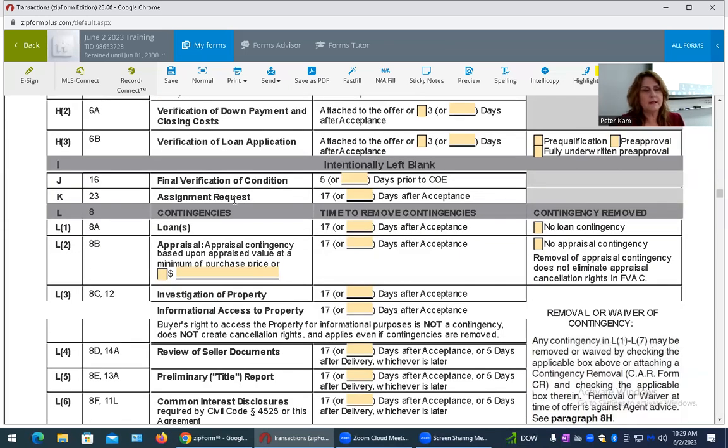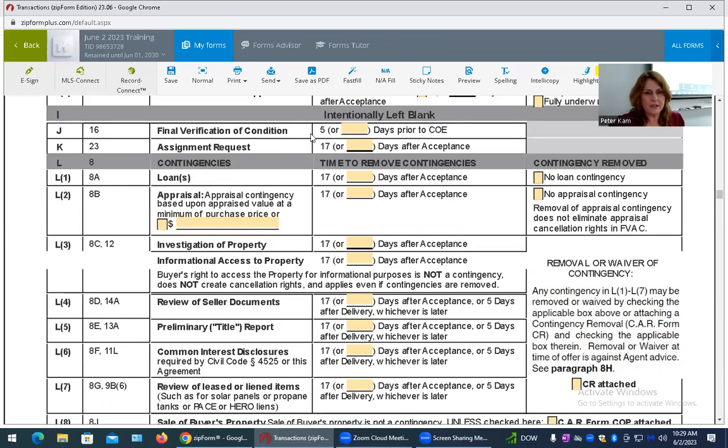Assignment request. They built this right in, which wasn't like this before. You have 17 days after acceptance to request an assignment. So that is built into the contract, or the listing agent can counter and amend that down. I do have the assignment request pulled up in this stack, so I can show you very briefly. Loan and appraisal, you're going to note that all of these are now falling to 17 days.